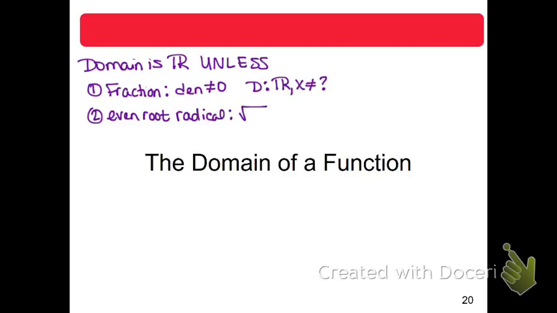So you're going to take your square root and you're going to have to set it greater than or equal to 0, because remember, you can't take the square root of a negative number. When you do this, you're going to solve, and your domain will be either like x is greater than or equal to some number, or it might be x is less than or equal to some number, depending on what's underneath that radical. The third thing is if it's a set of ordered pairs.